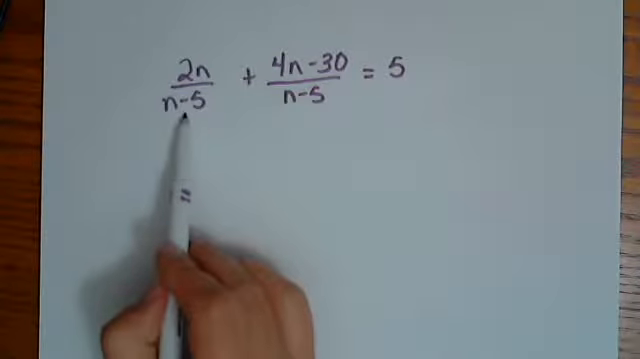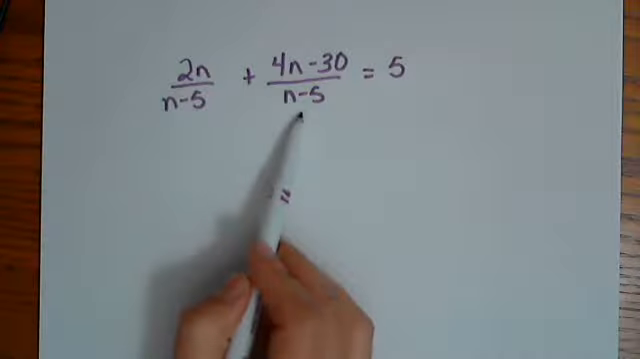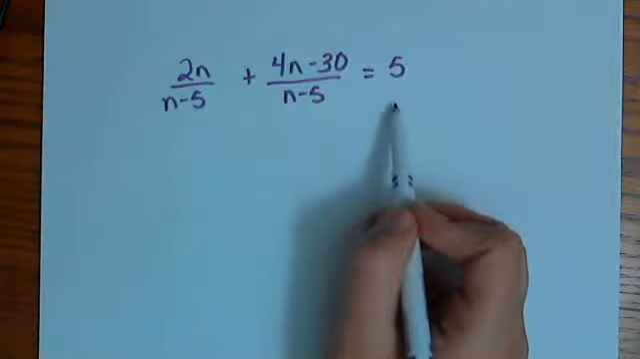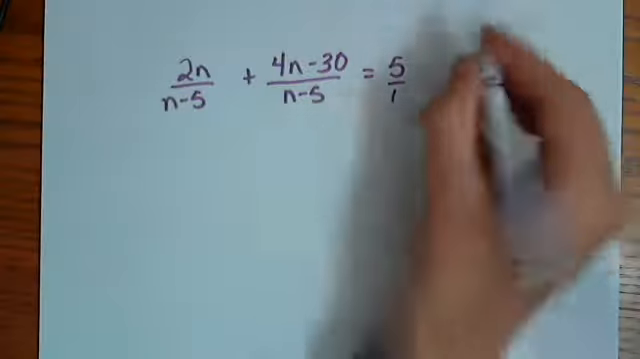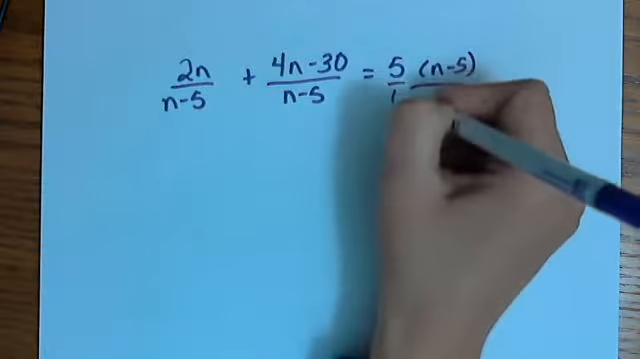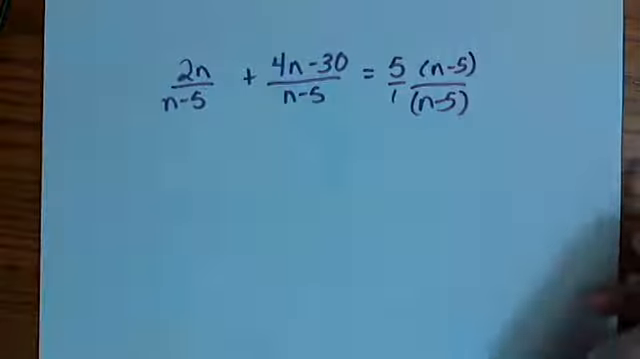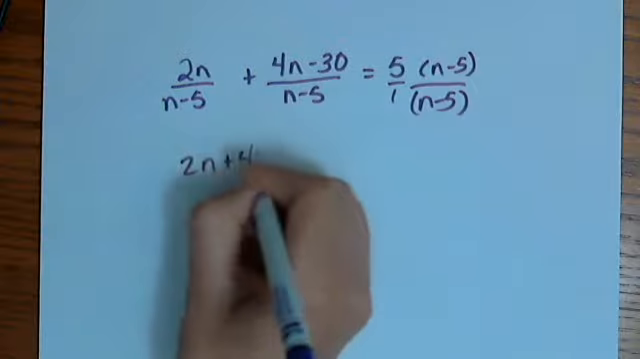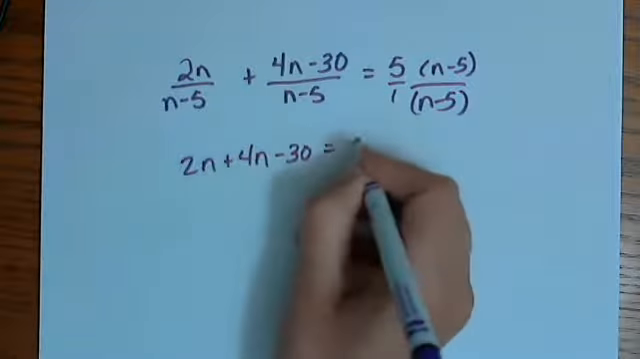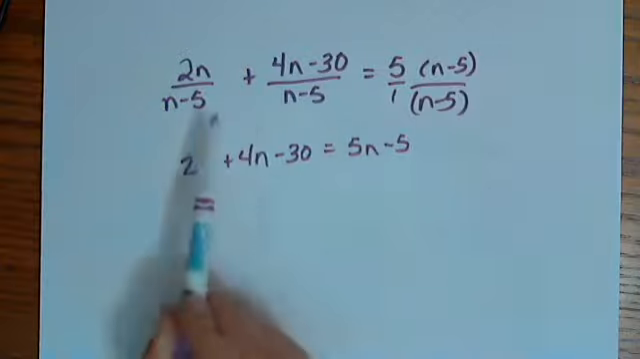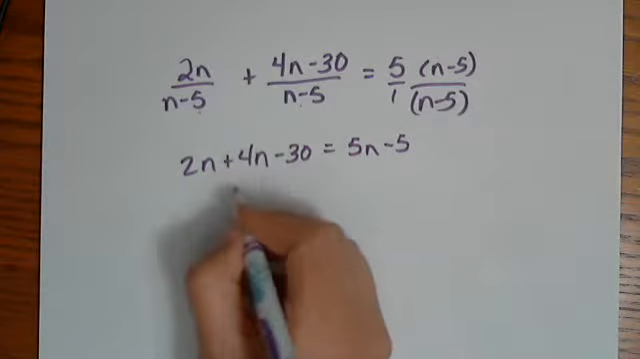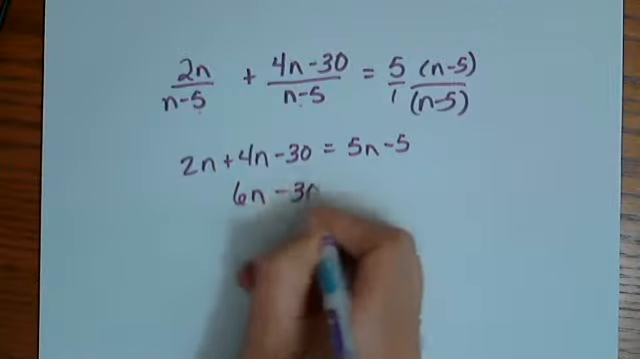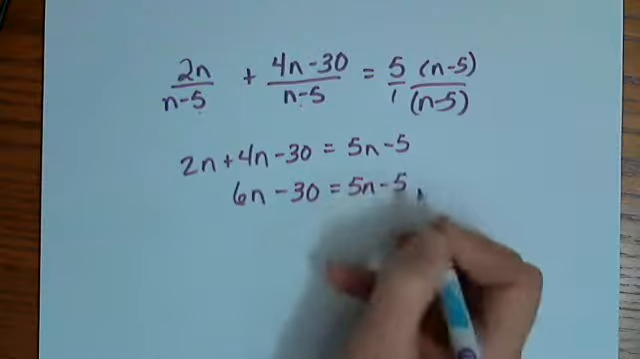So here we've got an n minus 5 in our denominator. Same thing. That's easy. What's our denominator here? 1. We usually don't write it, but I can put it there just to show you. We want to get a denominator of n minus 5 so it matches the rest of the denominators. So we're going to multiply by n minus 5 over n minus 5. This becomes 2n plus 4n minus 30 equals 5n minus 5. Again, since I have the same denominator all the way through, I don't need to write it anymore. This becomes 6n minus 30 equals 5n minus 5.